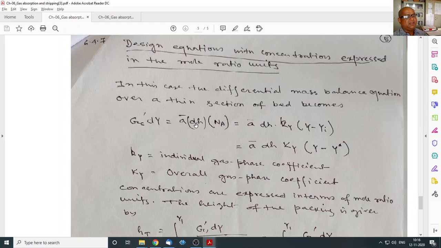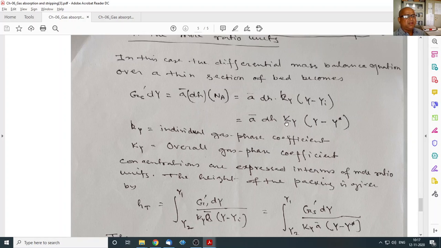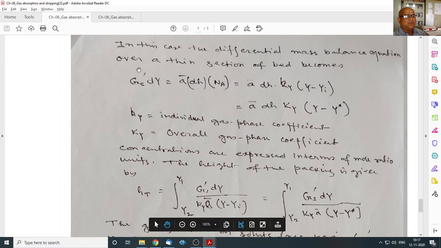That is A dH, because unit area into Na. What is Na? Na equals small ky (Y minus Yi), small k capital Y. We are deriving the expression in terms of mole ratio, and this is the individual mass transfer coefficient based on the gas phase. But if I take capital Ky, then it will be Y minus Y star. So this will be this. Now here we transfer this dt equal to this by this.